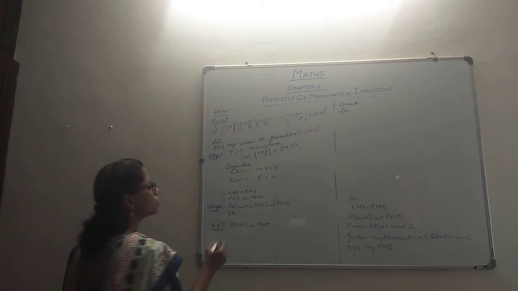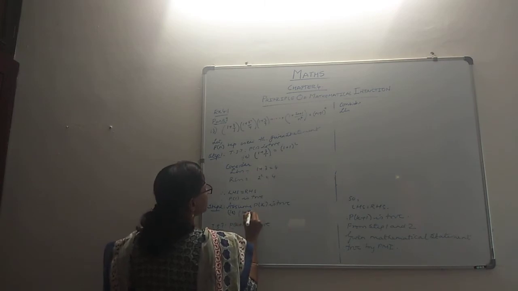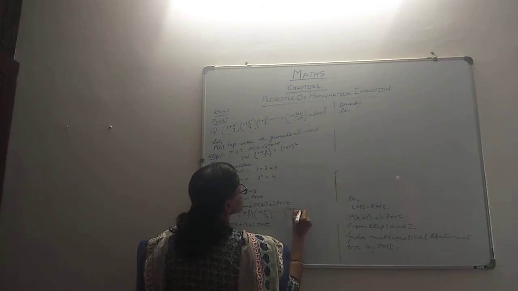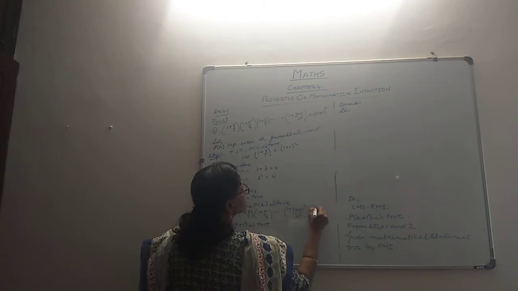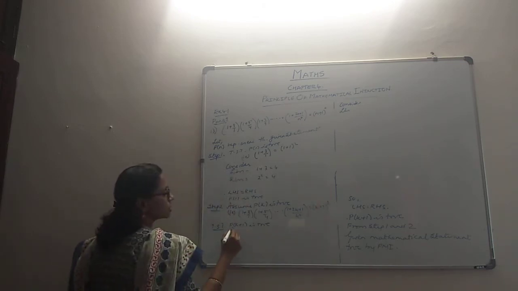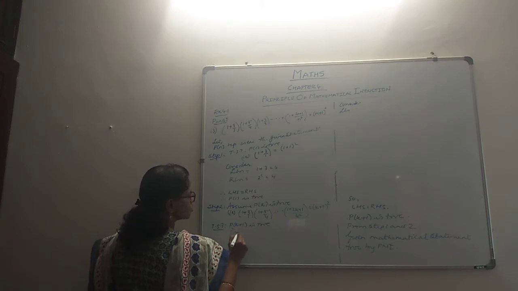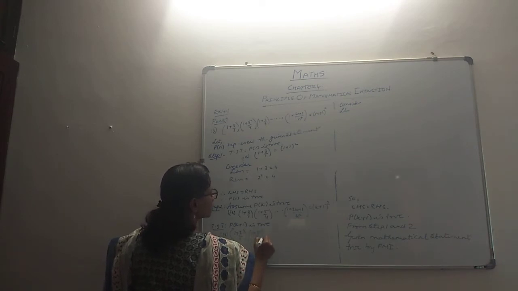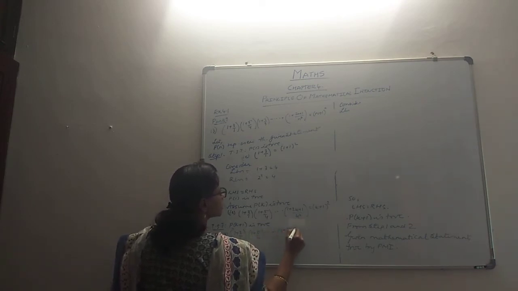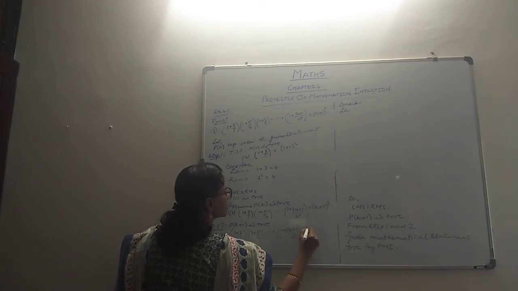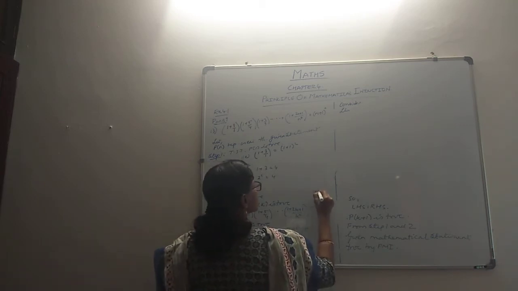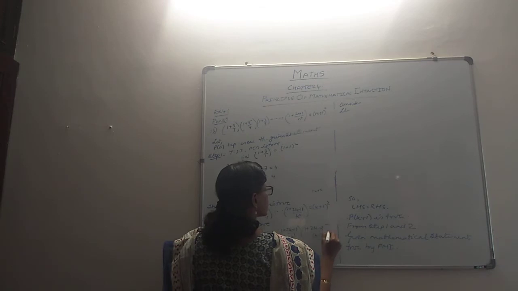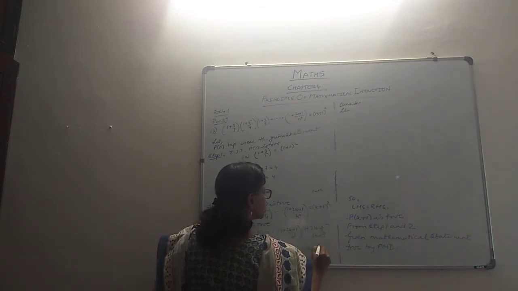To show that P(k) is true, we have (1 + 3/1)(1 + 5/4) and so on, (1 + (2k+1)/k²) to be equal to (k+1)². We have to show that P(k+1) is true, means we have got to show (1 + 3)(1 + 5/4) up to (1 + (2k+1)/k²)(1 + (2k+3)/(k+1)²) is equal to (k+2)².